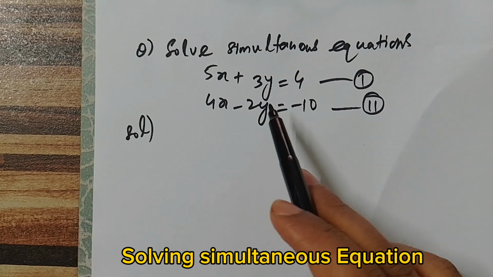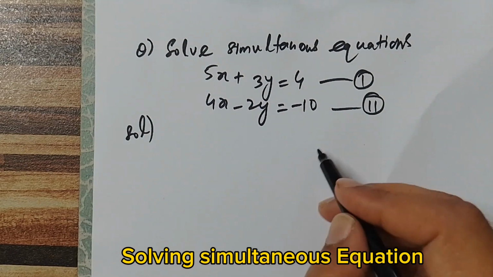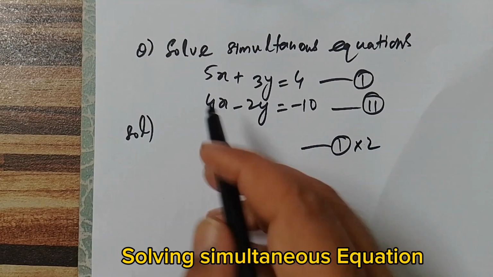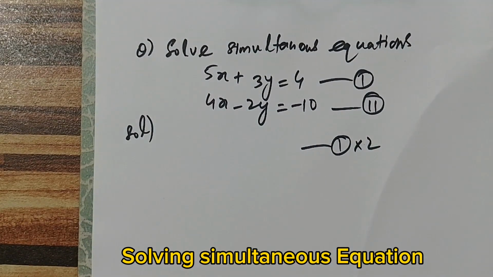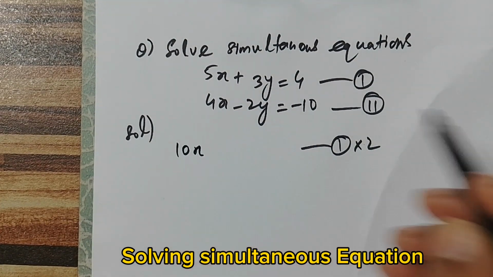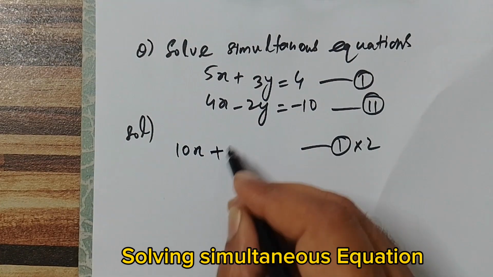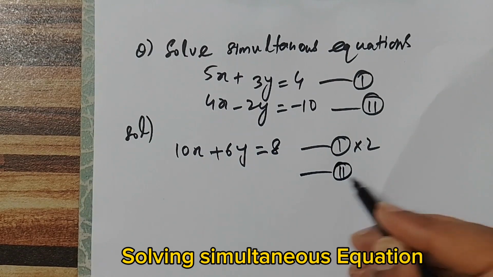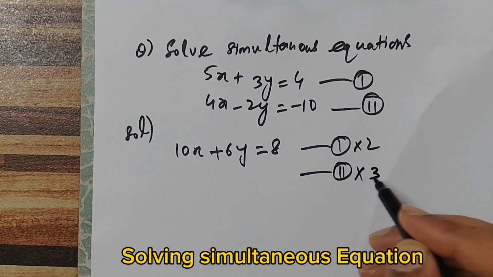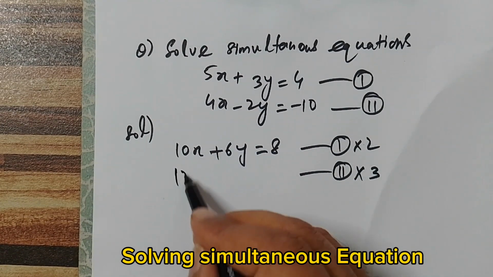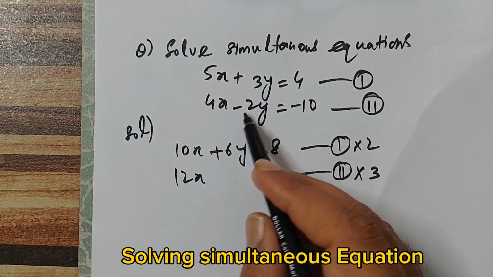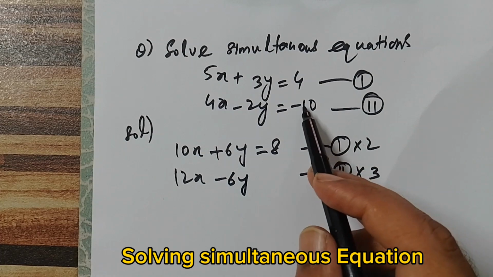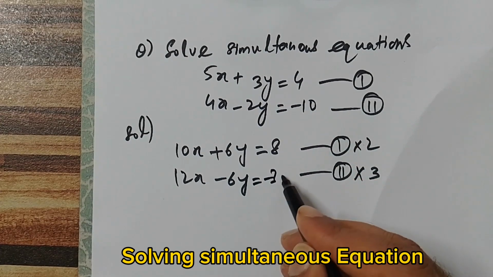So here I can make the coefficients of y equal if I multiply equation 1 by 2. By multiplying equation 1 by 2, I get 5 times 2 is 10x, and 3 times 2 is 6y, and 4 times 2 is 8. And the second equation, if that is multiplied by 3, I get 4 times 3 is 12x, and 3 times 2 is 6, minus 6y, and 3 times minus 9 is minus 30.